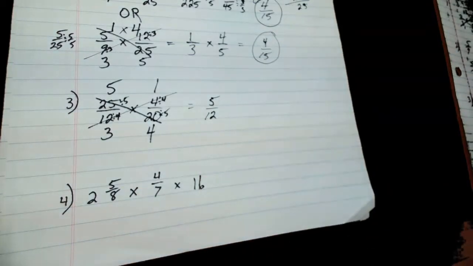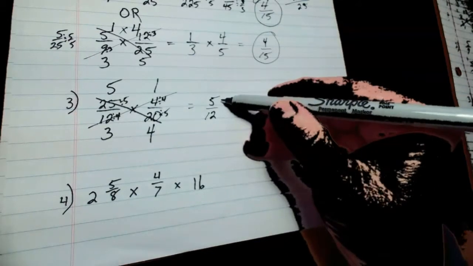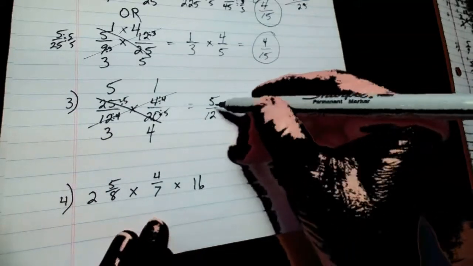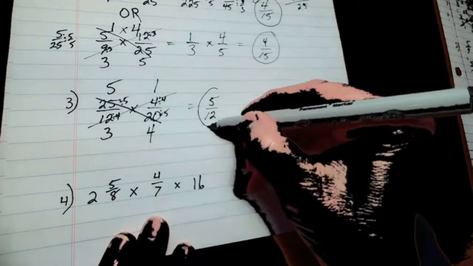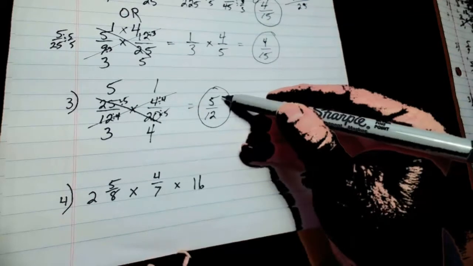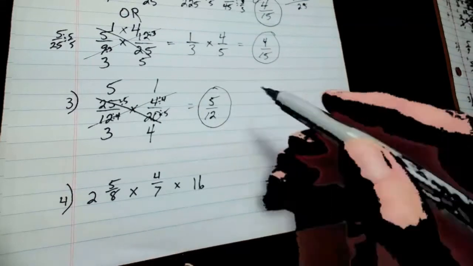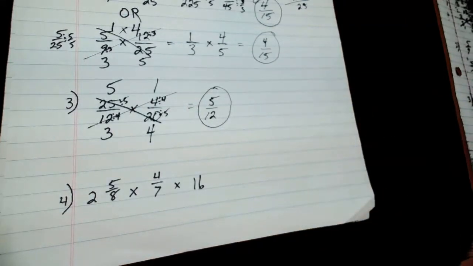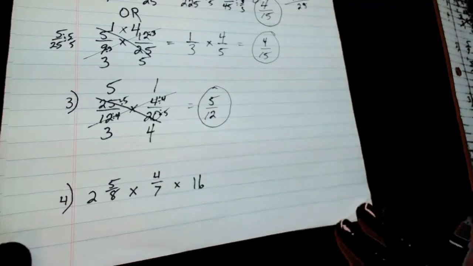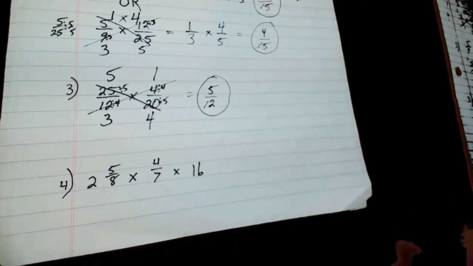I look at my 5/12. There is nothing common. 5 will go into 5, but it won't go into 12. There is no number that will divide evenly into both the numerator and the denominator, so I have reduced it to lowest terms.